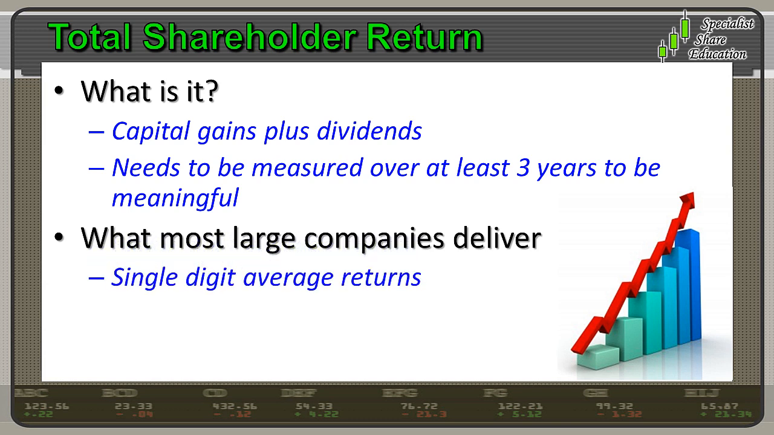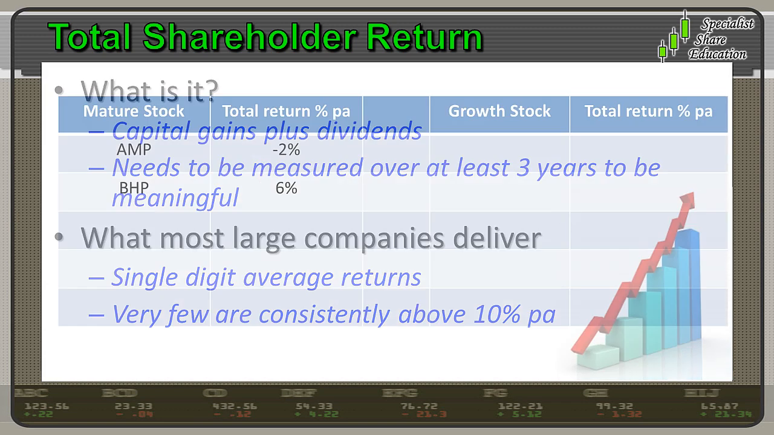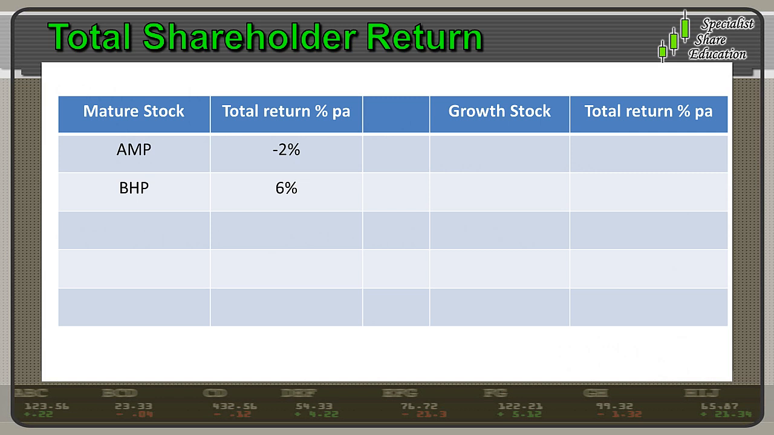Now, what most large companies deliver is single-digit average returns, somewhere between 5 and maybe 10%. Some of the bigger companies that would really amaze you are actually not generating any net shareholder return at all. It's actually negative, and that's largely because the share price is in decline. And very few large companies are consistently above 10%.